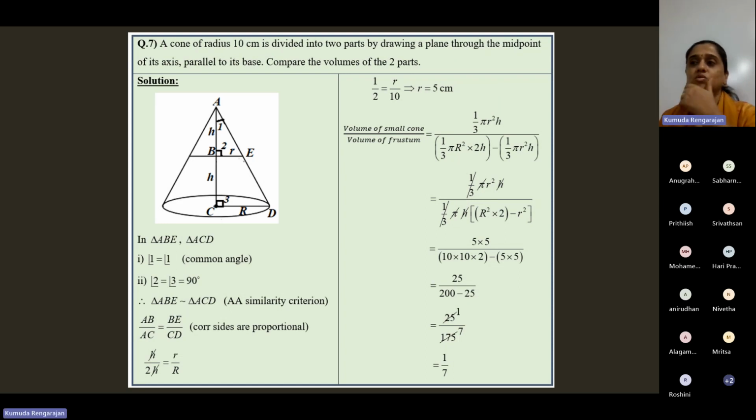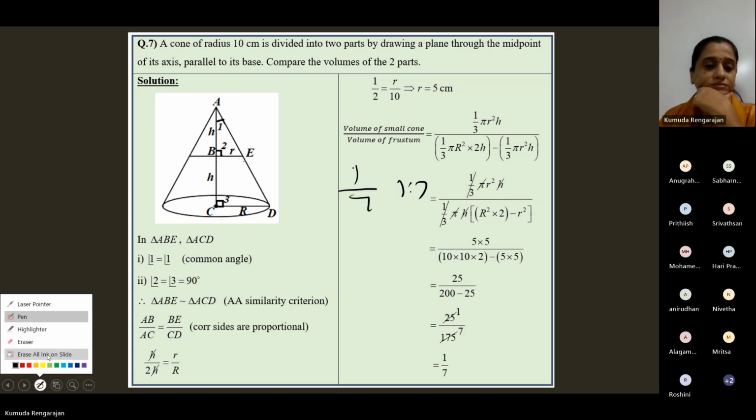Compare the volumes of the two parts. The required ratio is 1 by 7 or 1:7. All right.